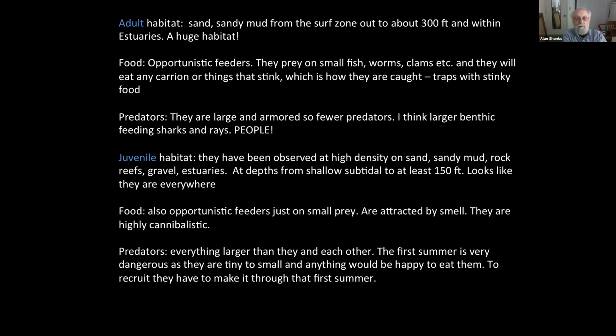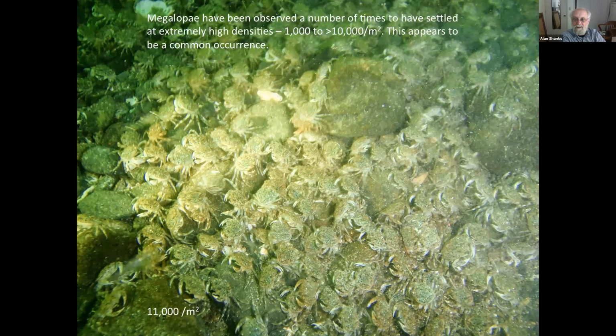The summer is a very dangerous time, as they settle at the beginning of summer and they have to grow through summer, getting bigger and bigger. And so during that period of time, everything under the sun eats them, including each other. So every time they molt from a hard shell crab into a soft shell crab, they're prone to getting cannibalized. So to recruit, they really have to make it through that extremely dangerous first summer. When I say they settle at high densities, this is what it looks like. So the megalopa, which is the last larval stage, they settle to the bottom, and they can settle at 1,000 per meter squared. And we've seen them up to like 20,000 per meter squared. This appears to be a common event.